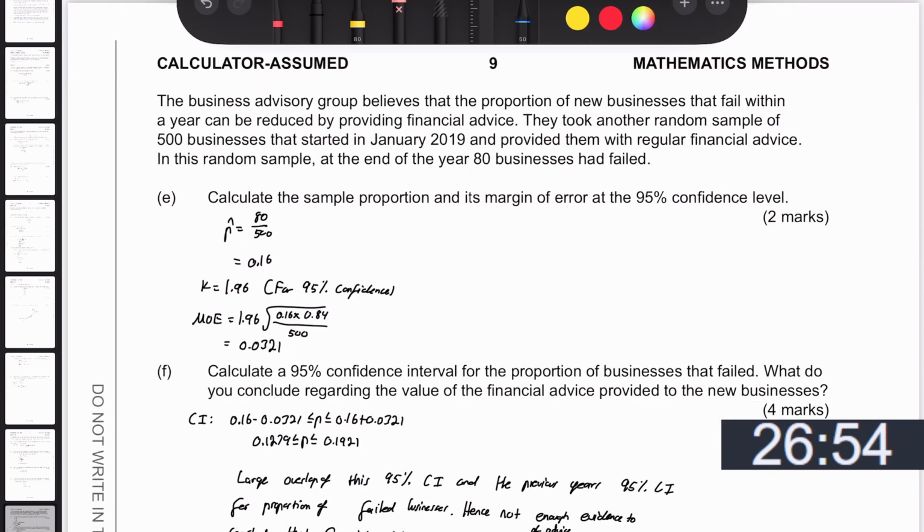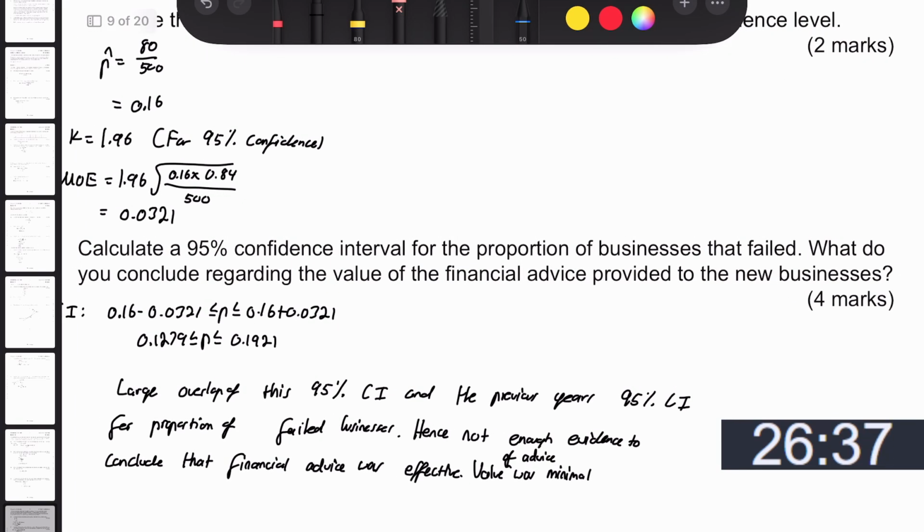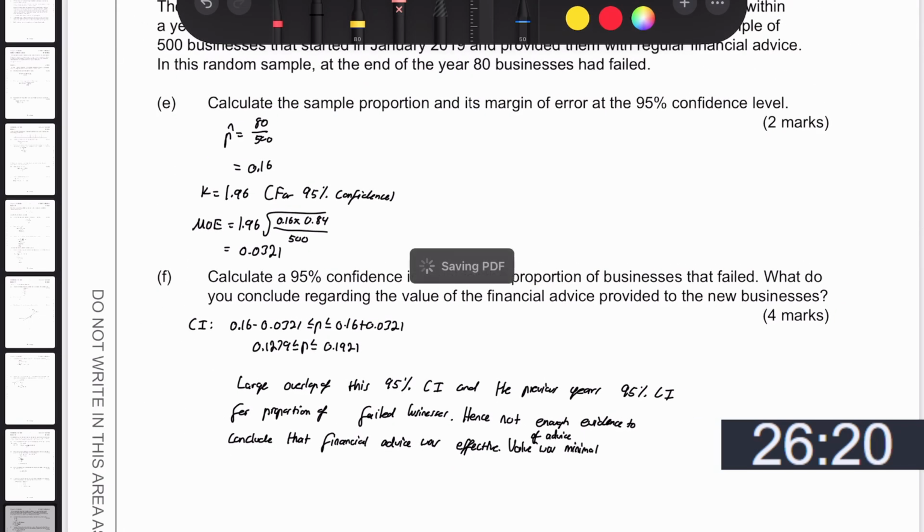Sample proportion is 80 divided by 500, which is 0.16. 95% confidence is 1.96, so 1.96 times the square root of 0.16 times 1 minus 0.16 divided by 500, which is 0.0321. Calculate the confidence interval, so 0.16 minus 0.0321, 0.297, and then plus, 1921. It's a large amount of overlap.